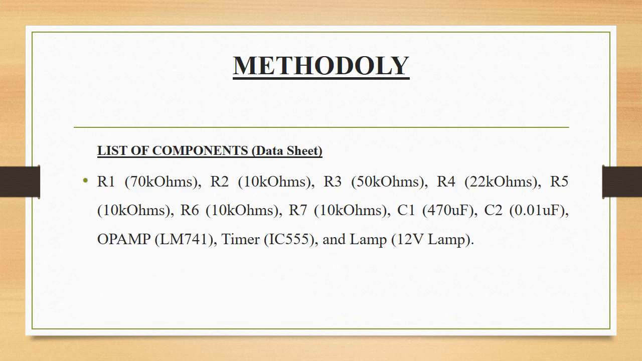As I said, this is the list of the components, where R1 is 70k ohms, R2 10k ohms, R3 50k ohms, R4 22k ohms, R5 10k ohms, R6 and R7 10k ohms, C1 with a value of 470 and C2 with 0.01. The type of op-amp used was LM741, the type of timer used was IC555, and the lamp used was a virtual 12V lamp.